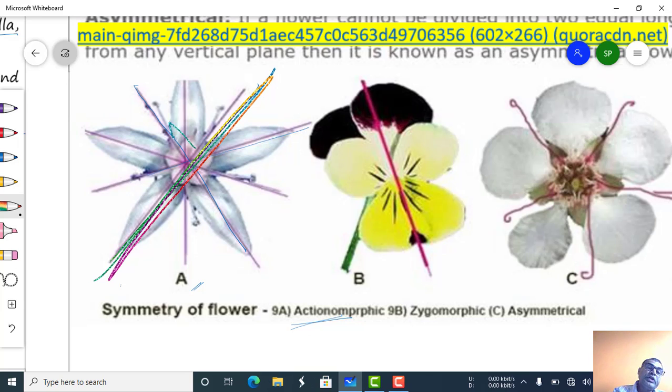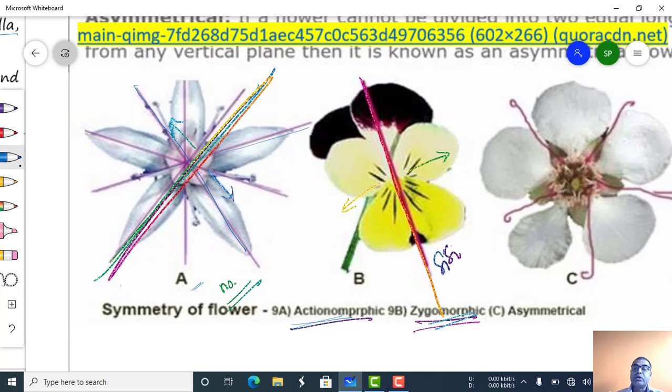If two equal parts form, then the flower is called an actinomorphic type of flower. Then what is zygomorphic? In case of zygomorphic type of flower, one can find only a single plane to divide the flower into two equal parts. Here a number of planes are available in case of symmetric or actinomorphic symmetry, while in case of zygomorphic symmetry you can find a single plane.